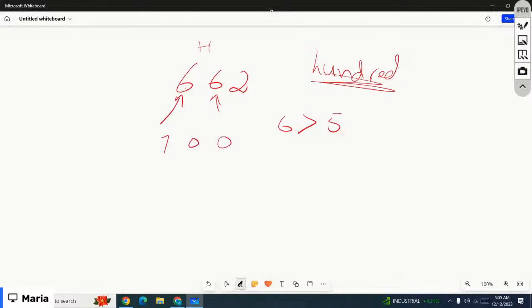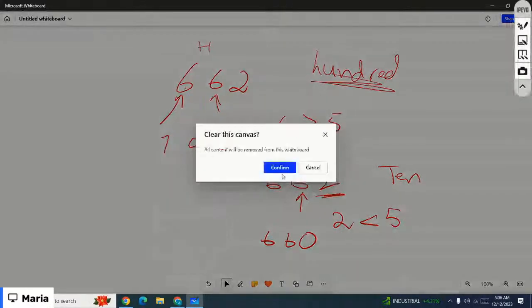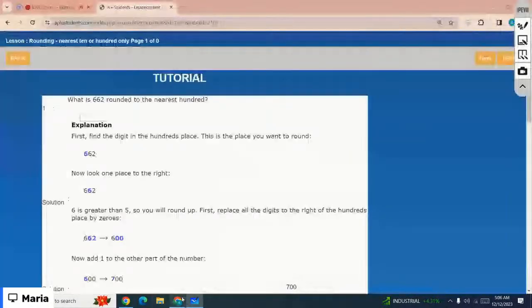Let's assume for the same number you have to round to the nearest 10. Here is the digit at the tens position. Next, on the right-hand side, the number is 2. You have to compare 2 to 5. 2 is less than 5. That means you round down to the same ten. Just write 6 as it is and replace the other digit with 0. So it is 660. Rounding to 10 and rounding to 100 is a bit different. You need to see which place you have to round off. So when you're reading the question, read it very carefully and see which digit you have to round off. Okay, let's start with the test questions.